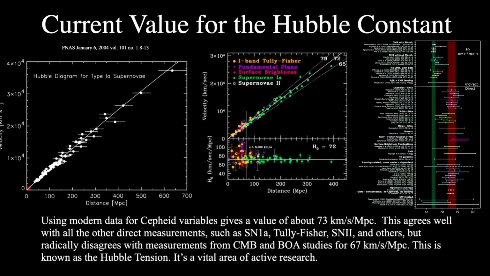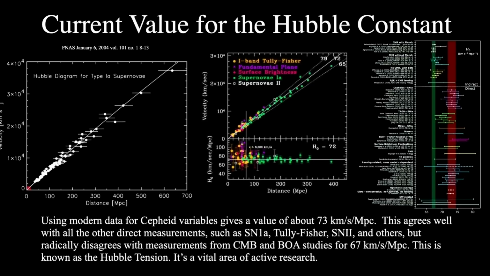So modern data for Cepheid variables gives a value of about 73 kilometers per second per megaparsec for the Hubble constant. And this agrees well with a lot of other direct measurements, such as type 1a supernovae, Tully-Fisher, which is a relationship between the brightness of a spiral galaxy and its rotation rate, type 2 supernovae, and other measurements. But it really disagrees, quite importantly, with the cosmic microwave background and baryon acoustic oscillation studies, which show that it's roughly 67 kilometers per second per megaparsec.